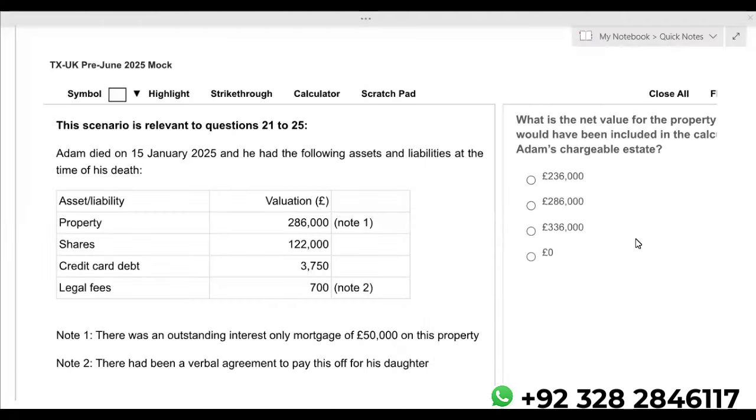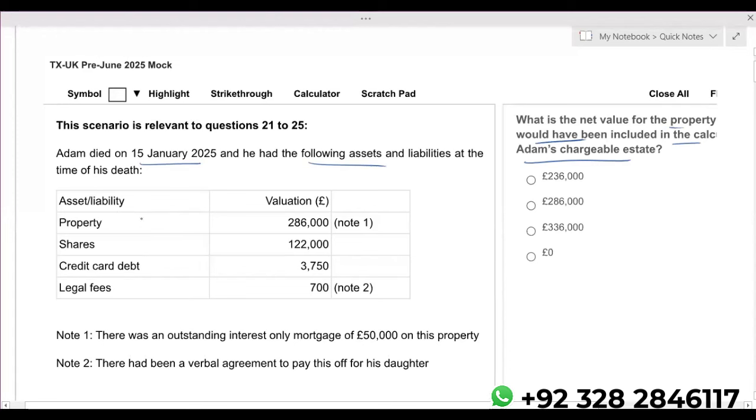Another question from pre-seen mock taxation June 25. What is the net value of the property that would have been included in calculating Adam's chargeable estate? What is the net property value?